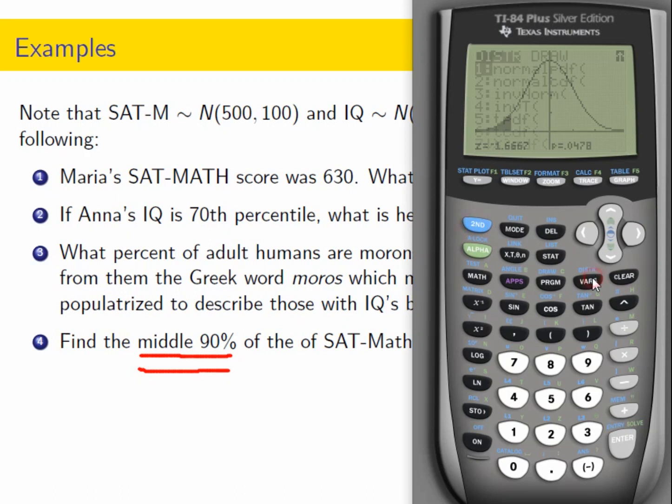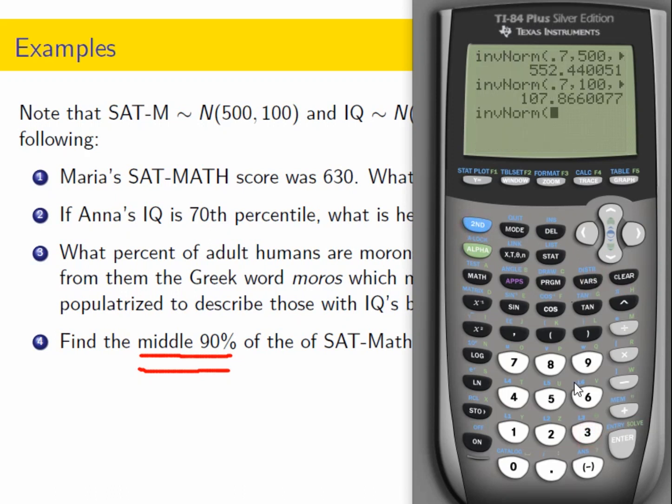Again, we go to second vars. Option 3 is inverse norm. And if I just put in 0.05 without any mean or standard deviation, it will calculate the standard normal value, the z-score corresponding to the 5th percentile. Okay, if I do inverse norm and I put in the distribution, it'll recalculate that for the raw score.